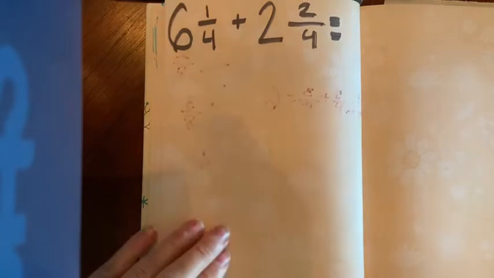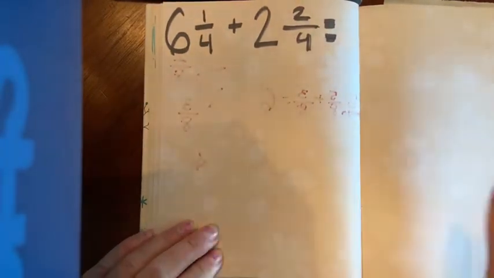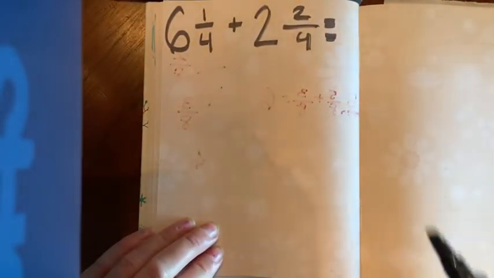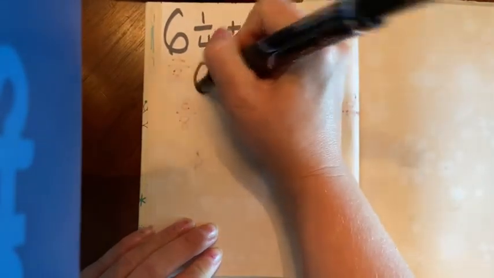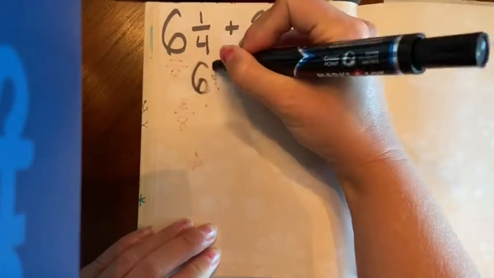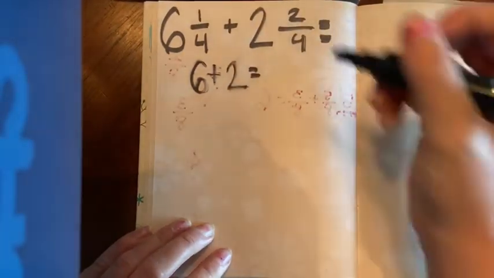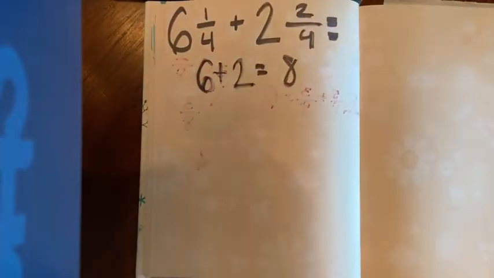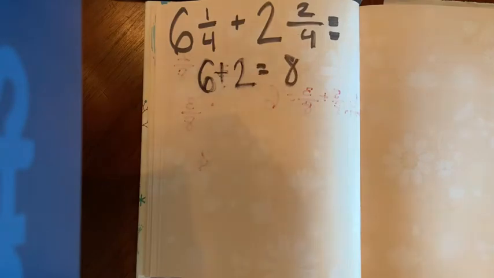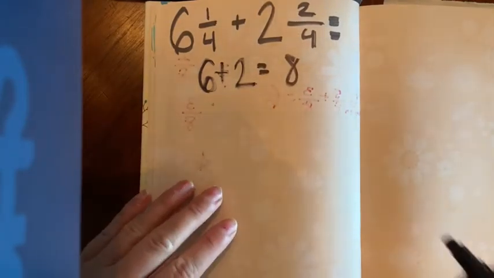Our first step is we want to recognize those whole numbers. We see that we have 6 wholes and we have 2 wholes. So we are going to begin by adding those whole numbers. 6 plus 2 gives us 8 wholes, so we know we're going to have at least 8 whole numbers. Now we're ready to take it to the next step and add the fractions together.